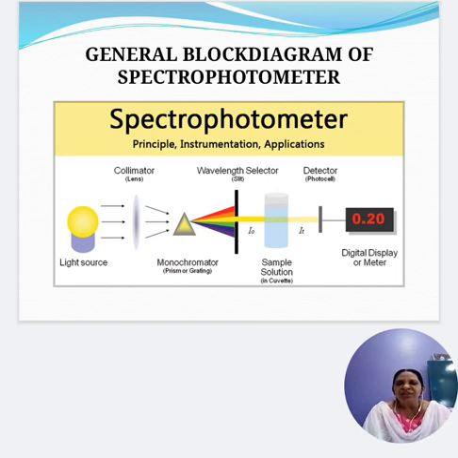The intensity of the radiation which is transmitted is made to fall on a detector. The detector is usually a photocell which converts the light energy into corresponding electrical energy. After sufficient amplification, that electrical energy is given to the display device, which may be a digital readout device or an analog meter. So this is the basic general block diagram of any spectrophotometer.